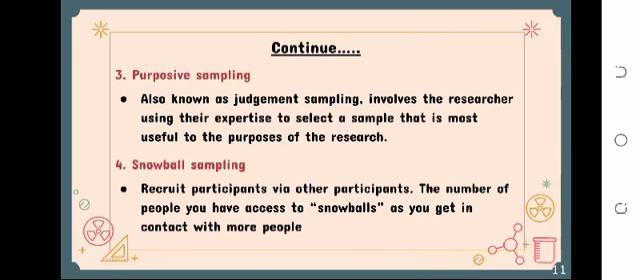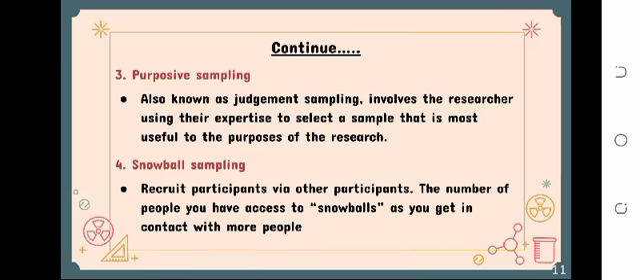An example of purposive sampling is that before launching a new product into a market, a company launches the product to specific experts in the market to provide valuable feedback for product improvement. The next type of sampling is snowball sampling. If the population is hard to access, snowball sampling can be used to recruit participants via other participants. The number of people you have access to snowballs as you get in contact with more people.